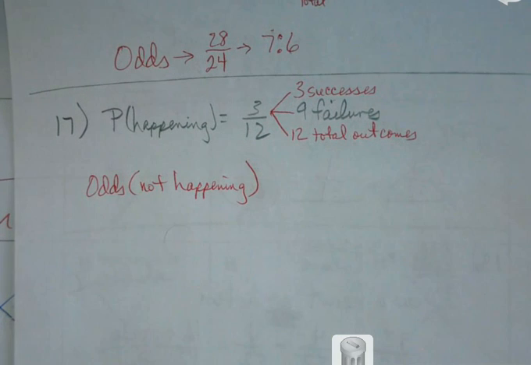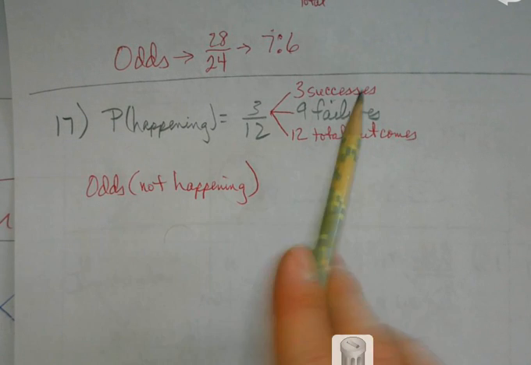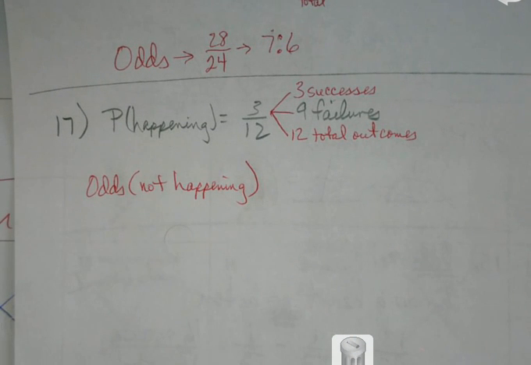Okay, now, my successes just changed. Before, my successes were this occurring. Now it's not occurring. So I'm going to explain 2 ways you could tackle this, and you'll have to figure out which way you want to do this.